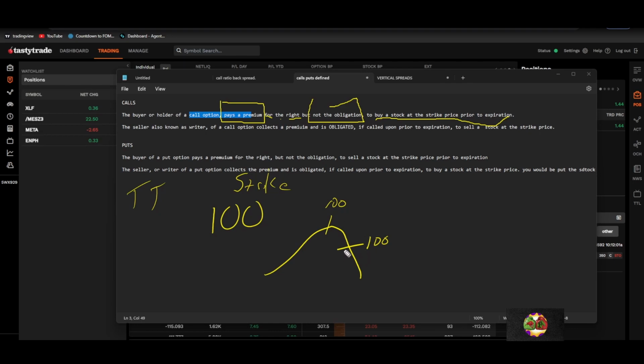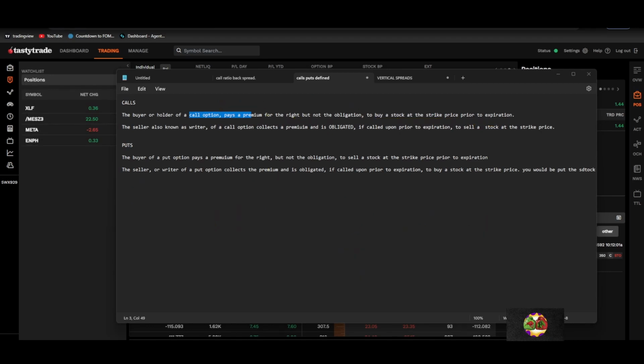Well, anyways, if you bought it at 100 and then it was trading at 110, that means your option premium would have what? $10 of intrinsic value. Intrinsic value, because your premium is in the money. So in the money, intrinsic value. Out of the money, worthless at expiration.